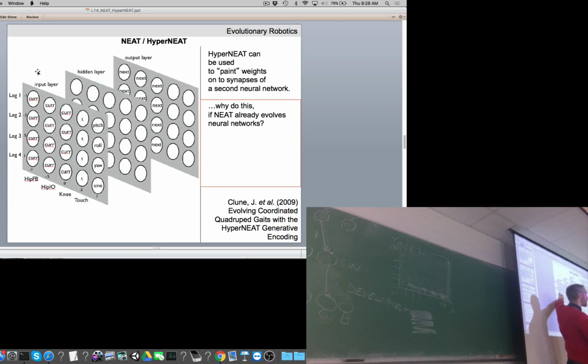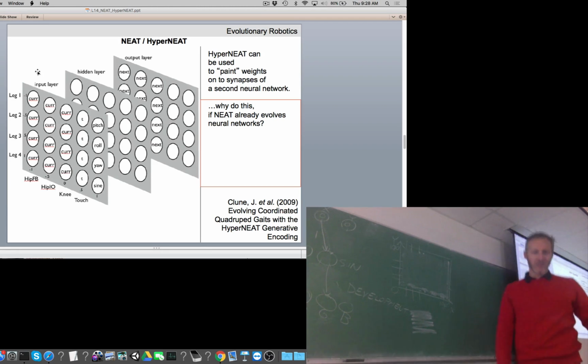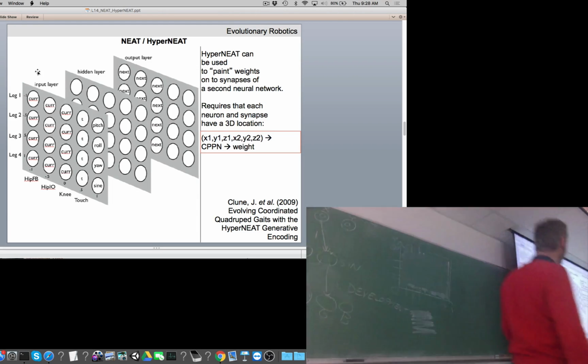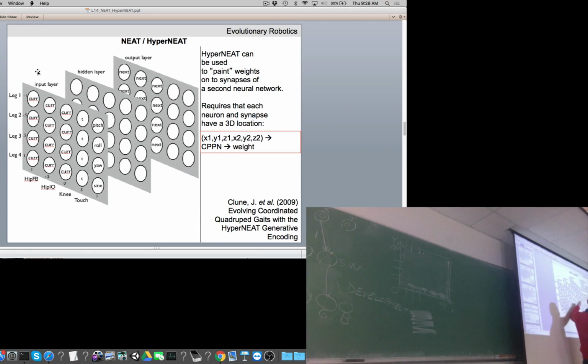We have 20 sensors overall in this robot. These 20 sensors are being wired up to this hidden layer, and the hidden layer is also wired up to itself. So every hidden neuron is connected to every other hidden neuron. And finally, every hidden neuron projects a synapse out to the 12 motors, right?